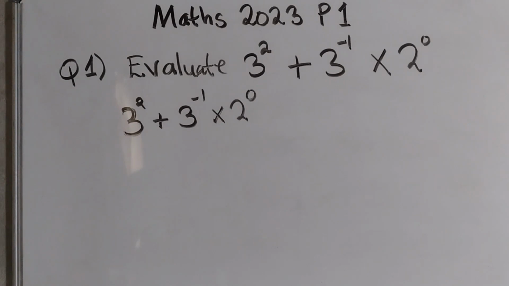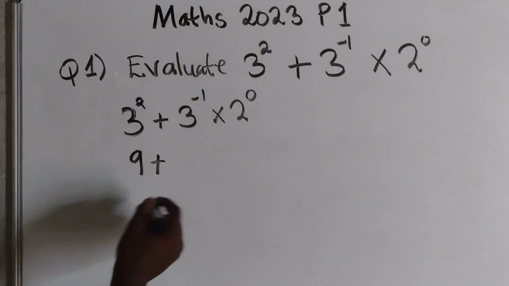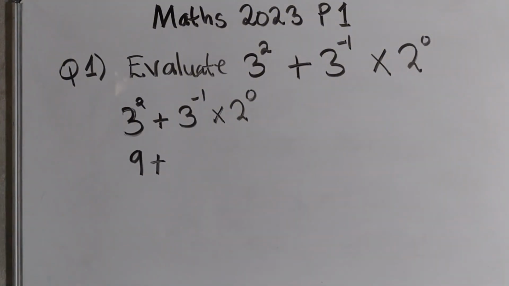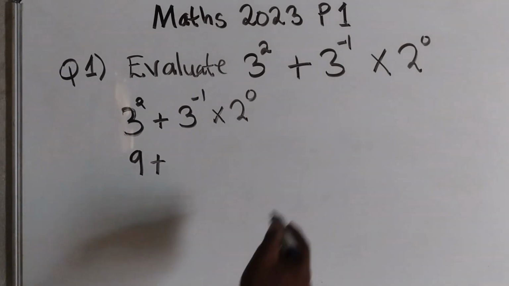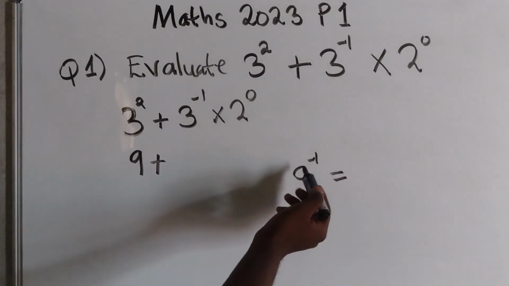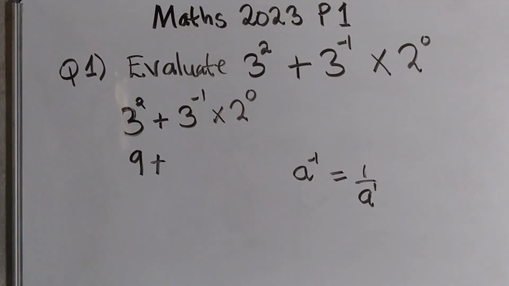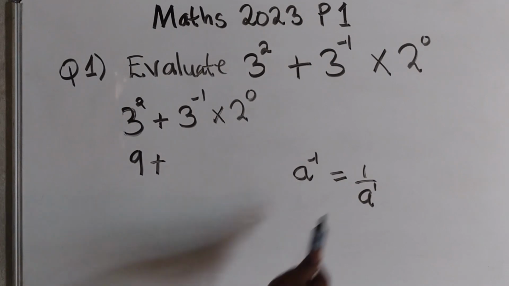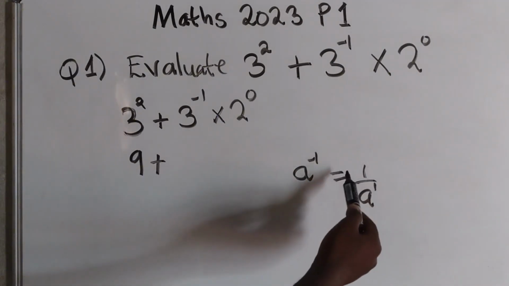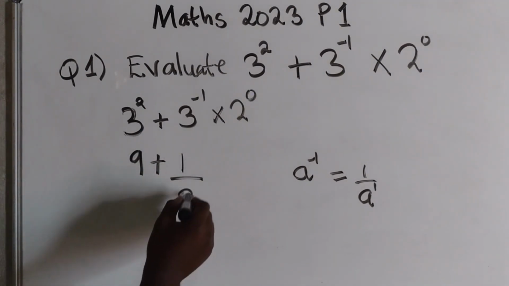We have been given 3 raised to the power of 2, which means the base 3 is being multiplied by itself 2 times. So this will give us a 9 plus 3 raised to the power of negative 1. When you go back to the rules of indices, if you have a raised to the power of negative 1, you want to get rid of the negative power, so write it as 1 over a raised to the power of a positive 1. We apply this principle here, so we say 1 over 3 raised to the power of a positive 1.